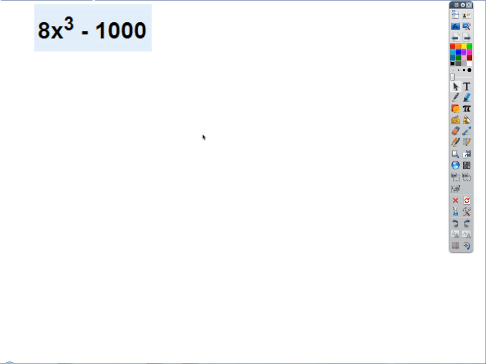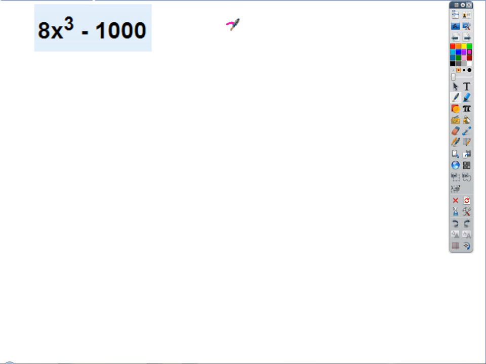Okay, so now if I'm gonna factor this, how many terms? Two, right? Two terms. I've got something minus something, so two terms. That means I'm gonna use what strategy? Yeah, pattern, difference of cubes in this case. So I just need to know what is my difference of cubes pattern.